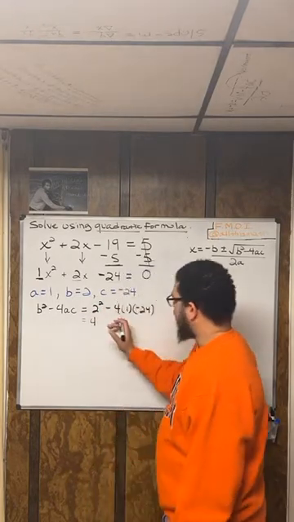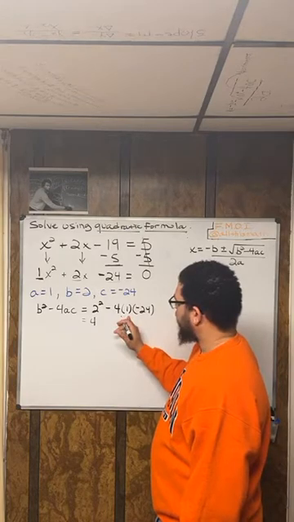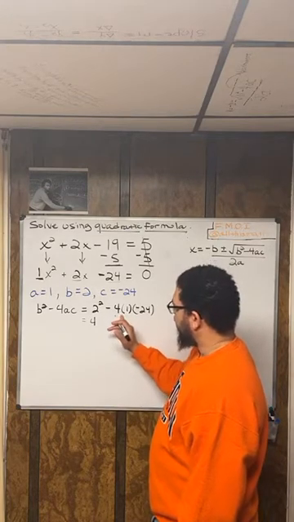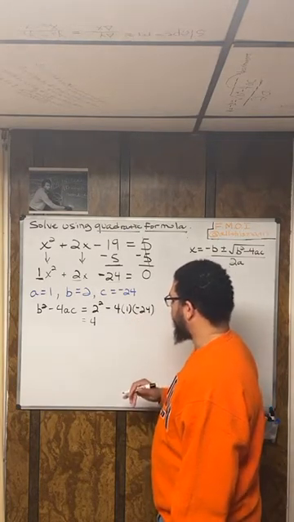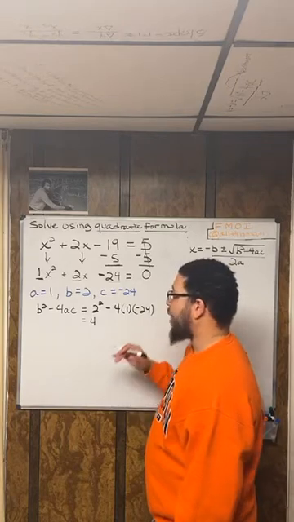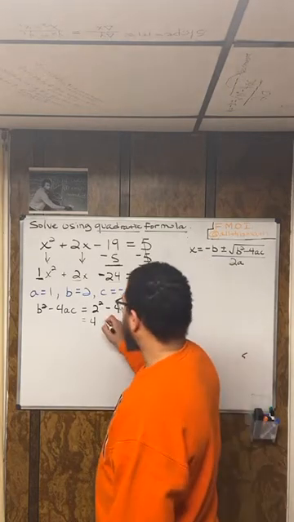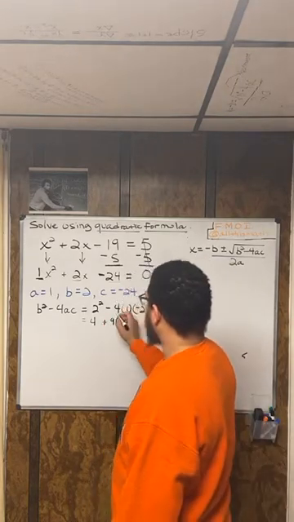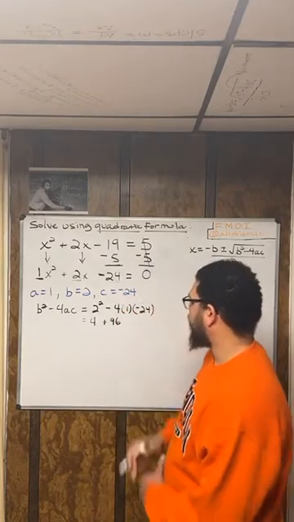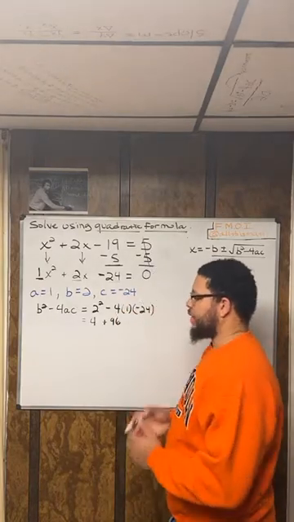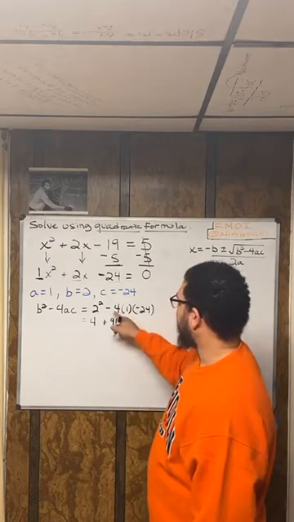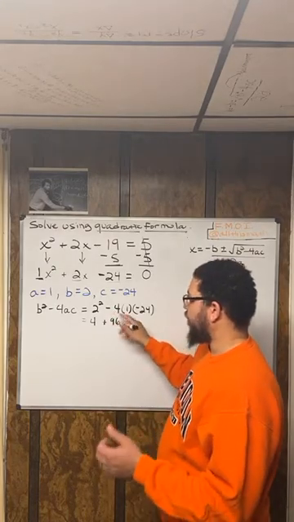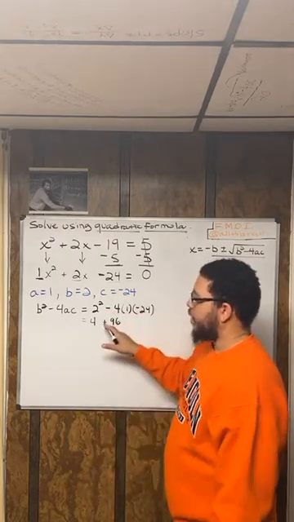And then I'm going to have negative 4 times 1, which is negative 4. And then I'm going to have negative 4 times negative 24, right? Which is going to be positive 96, right? Because 4 times 1 is 4, and 4 times 24 is going to be 80 plus 16, which is 96. And this is a negative times a positive, which gives us a negative. And then that negative times another negative gives us a positive.